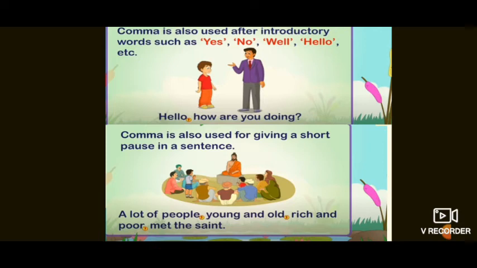Comma is also used for giving a short pause in a sentence. Now there are many more sentences, but we have to use comma just to give a short break. Pause means break. Now I will read the sentence. A lot of people, comma, young and old, comma, rich and poor, comma, met the saint. So here there are lots of breaks, lots of pauses. So when we have to give a pause in the sentence, what have we used again here, children? We have used comma.